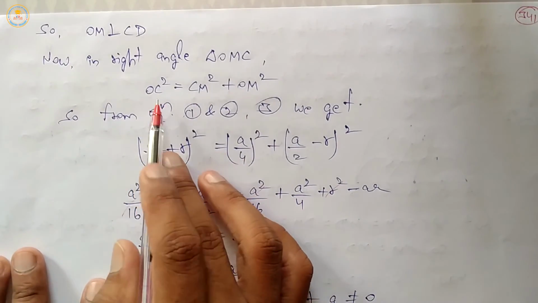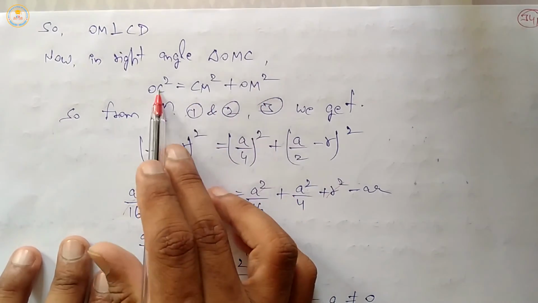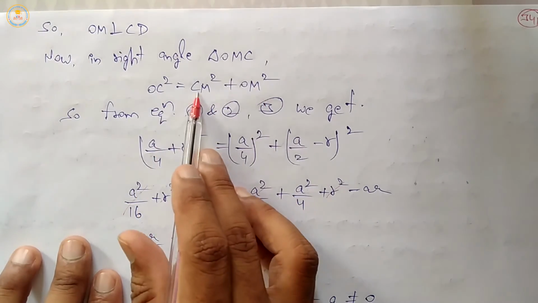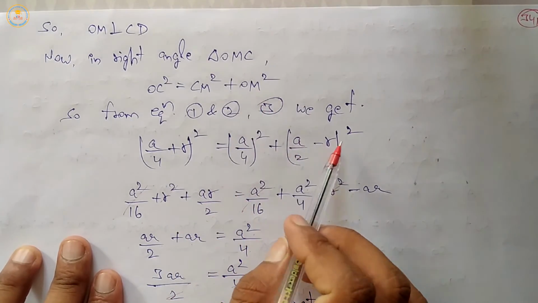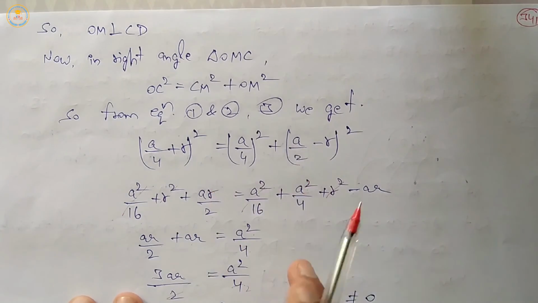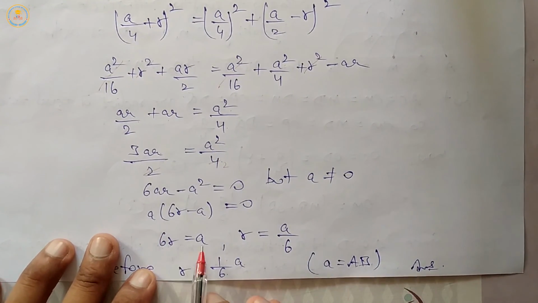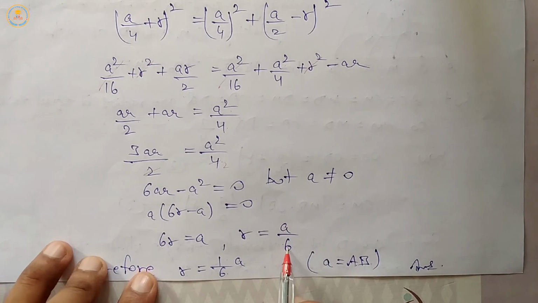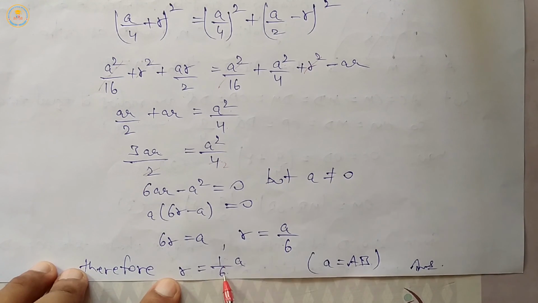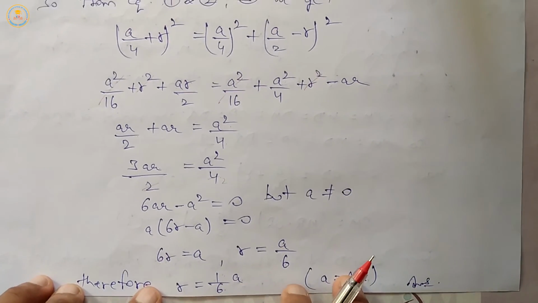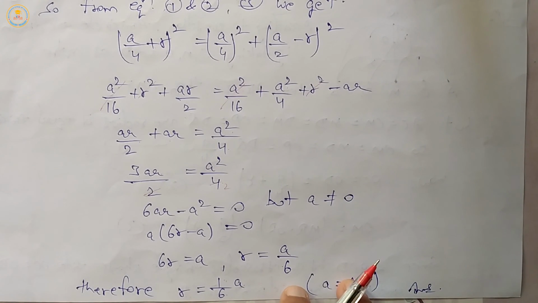Therefore all these equations are put in this right angle triangle. OC square equals CM square plus OM square. OC is (a by 4 plus r) whole square, CM is (a by 4) whole square, plus (a by 2 minus r) whole square. Solving this, we get 6r equals a. 6r equals a means r equals a by 6, and a is replaced by AB. Then we can say that the radius equals 1 by 6 of AB. Hence proved.